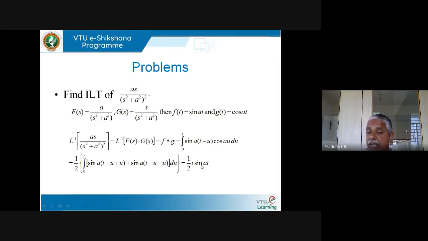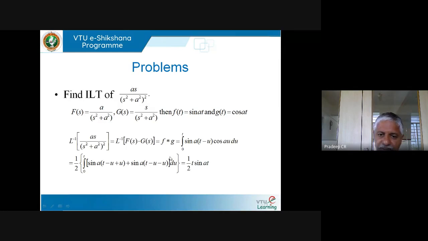If you are multiplying by t, I basically have to take the Laplace of sine at, differentiate with respect to s, and take the negative of it. You do all that, and I'm sure you will get this, because the Laplace of sine at is a by s square plus a square. Its derivative will turn out to be this. You try doing this with the negative sign. So this negative will go away, and I'll get this. You cross-check this, and it is correct. What I have done is correct.